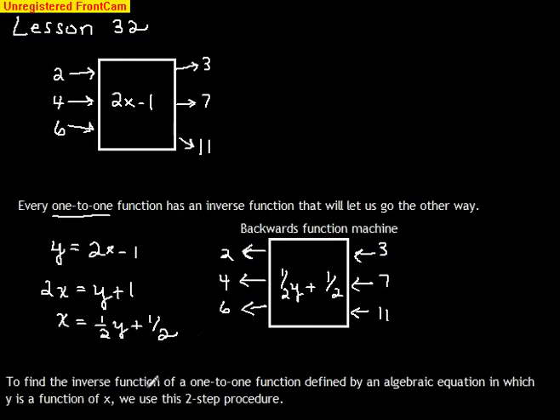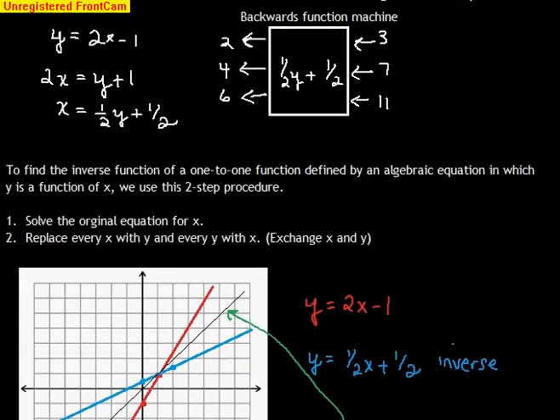To find the inverse function of a one-to-one function defined by an algebraic equation in which y is a function of x, we're going to use a 2-step procedure. As long as you remember the procedure, it's not very complicated. And they don't give you very hard problems in this book either. So here we go.